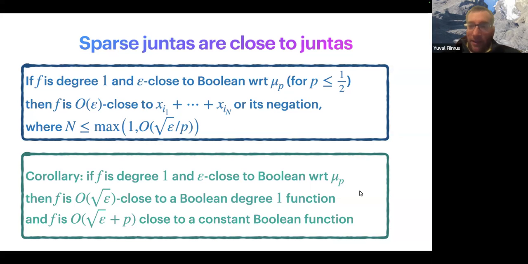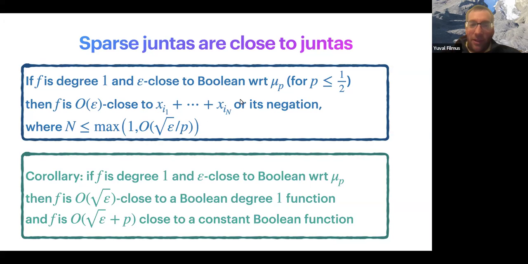So when p is constant, it's true that if f is degree 1 and epsilon close to Boolean, then it's order epsilon close to a Boolean degree 1 function. When p is small, this is no longer true. You get this more interesting structure here. But it is true if you're willing to lose the power in epsilon. You can say in a sense that this question is boring, because if you think of p as small compared to epsilon, then the only functions satisfying this are essentially constant. This is a more negative way of looking at this corollary.